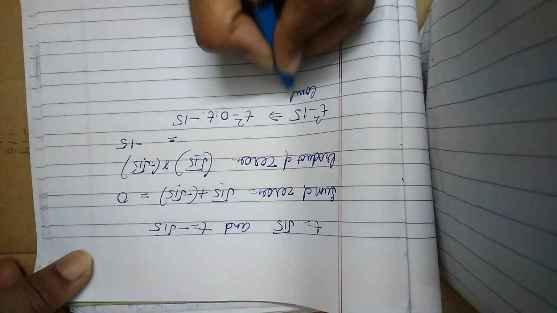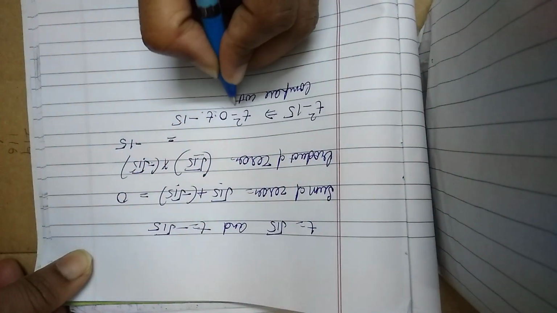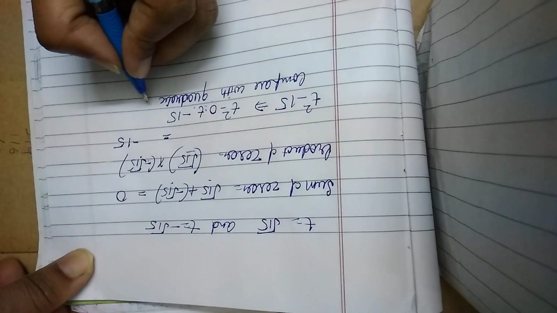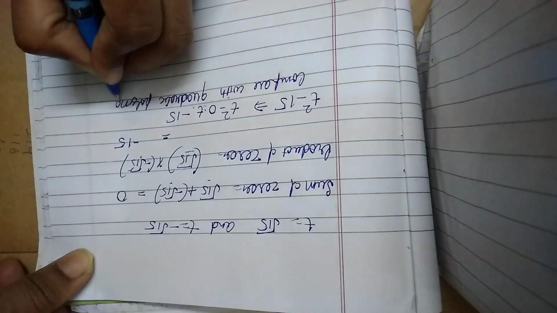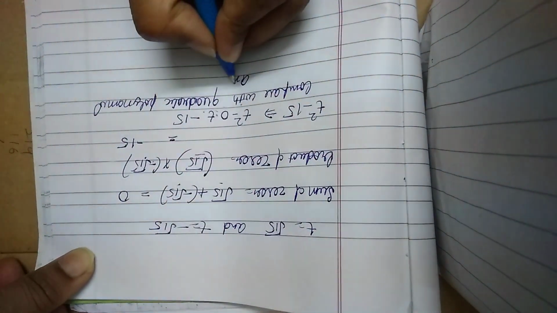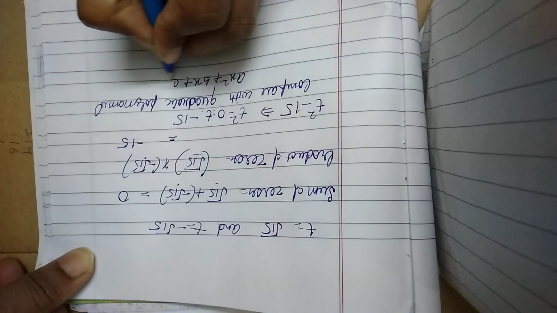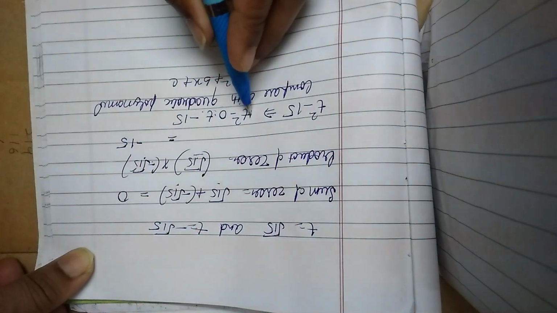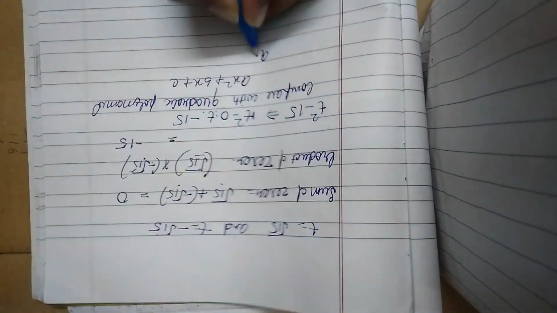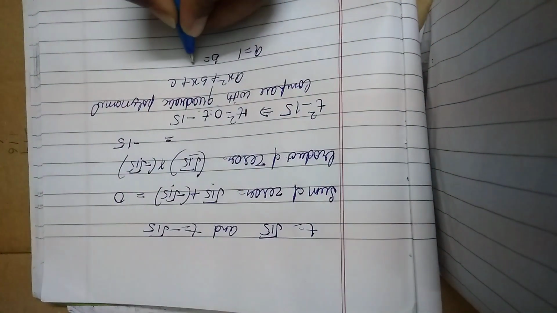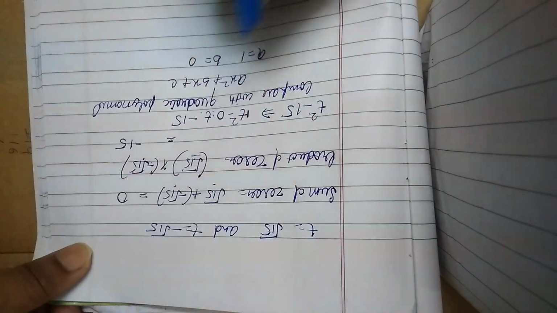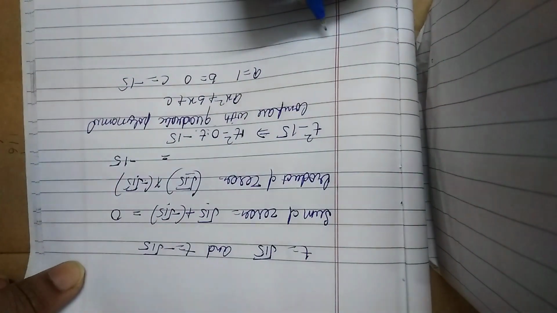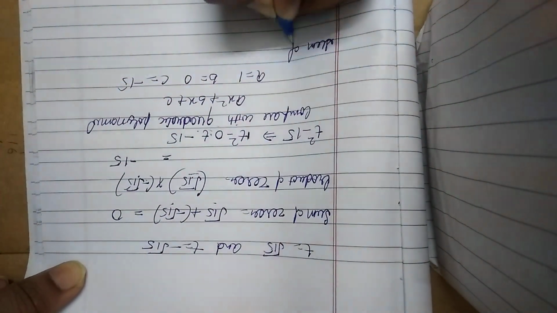Compare with the quadratic polynomial. What is the standard form of a quadratic? a x square plus b x plus c. Here a, the coefficient of t square, is 1, and b is 0, minus 0 plus 0 can be written as 0. c is minus 15.